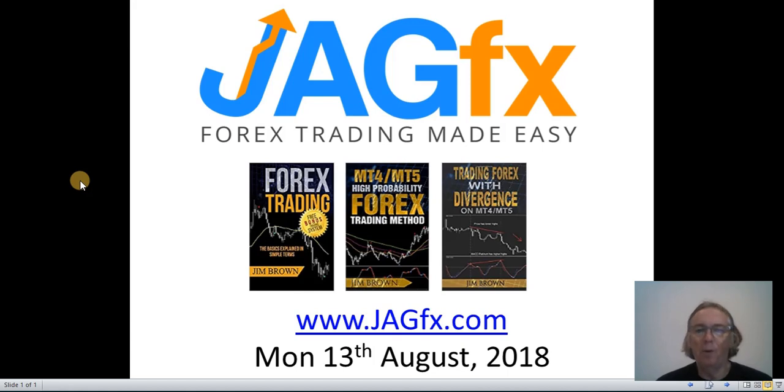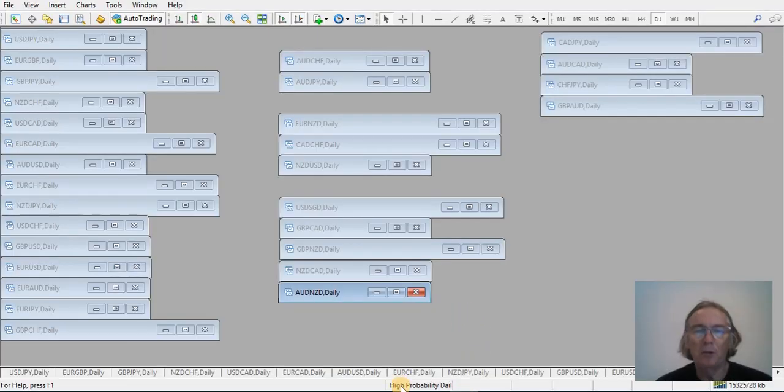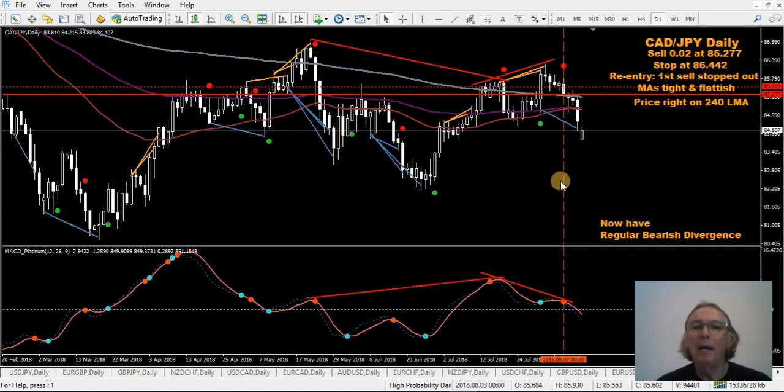We'll go over what I've done this morning so far on the daily charts on both the high probability method and the mod MACD method. So let's have a look at the charts. We'll start off on the high probability this morning, just looking at my notes. We'll start off with CAD yen.